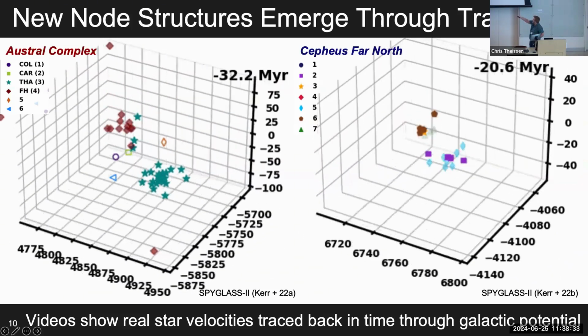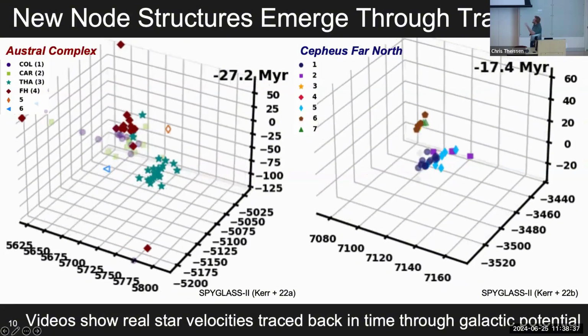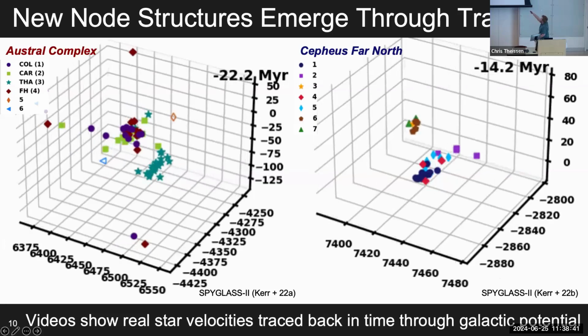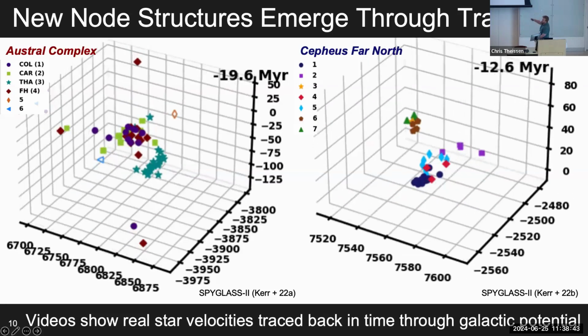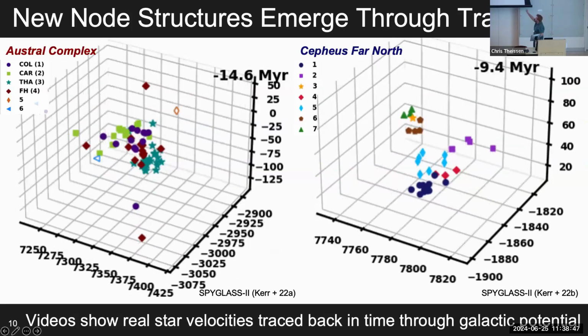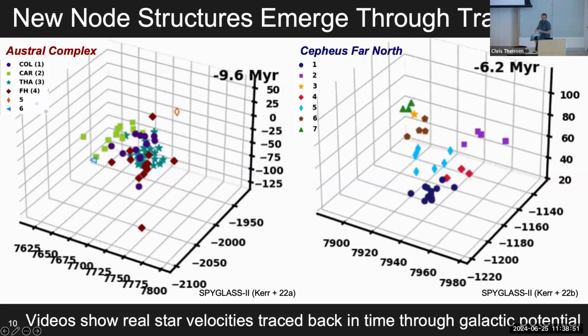So we have Takhor here, and we've got Fornix, Rologium, Carina, and Columba that are all going to form more or less co-spatially in the All-Star Complex. And we have Beta Cephei here and E Draconis here in Cepheus Far North. So even though these populations in the present day, which is about to take place in both of these videos, are very contiguous.